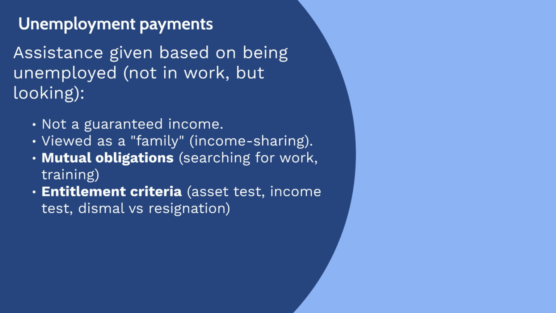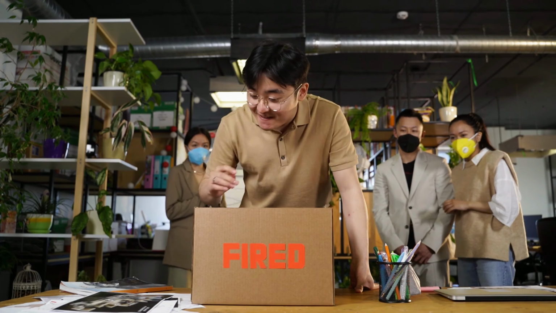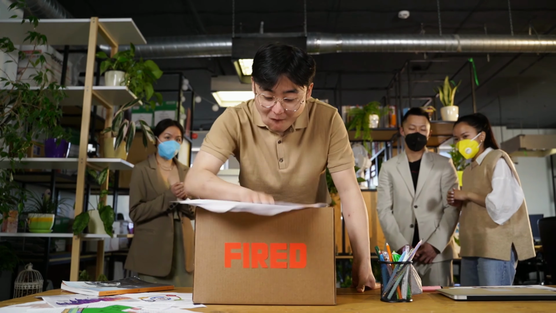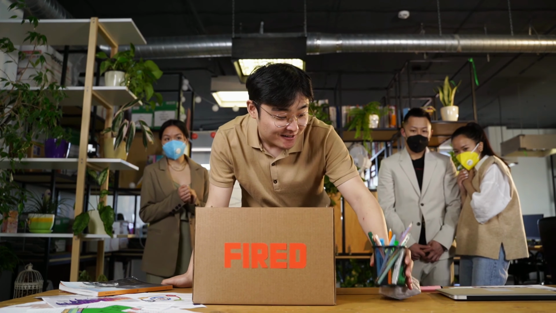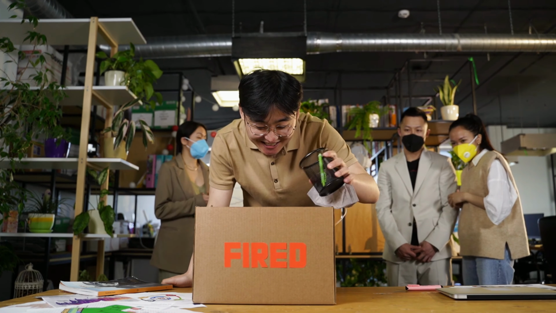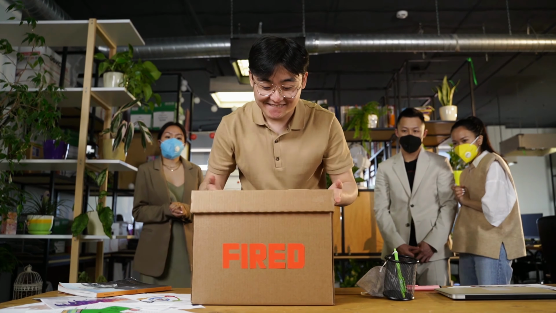Another important part of the entitlement criteria is how you left your last job. If you were fired or if the business shut down, you can receive the payment fairly quickly, within a week or two. If you resigned or you were fired for misconduct, you could have to wait as long as 13 weeks before you're eligible for a payment, in what's called a cool down or a stand down period.